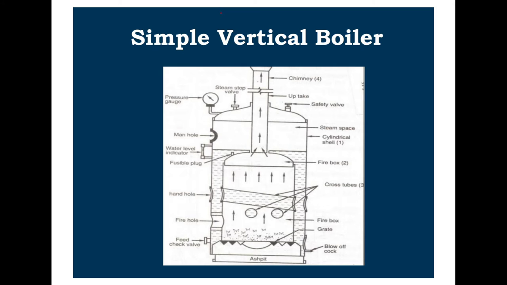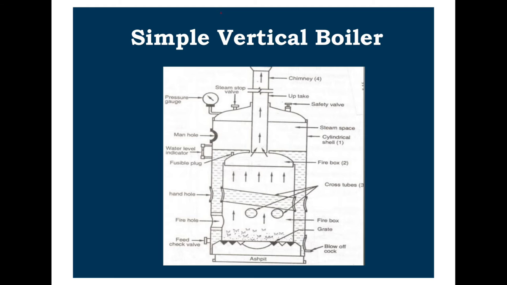First one, simple vertical boiler. You can see the schematic diagram which is showing the ash pit and the top portion, the chimney. The ash pit is located near the furnace. After creating the fire, the flue gas enters the chimney through the water tube areas. The top portion of the boiler also has safety valve, steam stop valve, pressure gauge, manhole, water level indicator, steam space, cylinder shell, fire box, fusible plugs, handhole, cross tubes, fire hole, fire box, this kind of important boiler mounting.